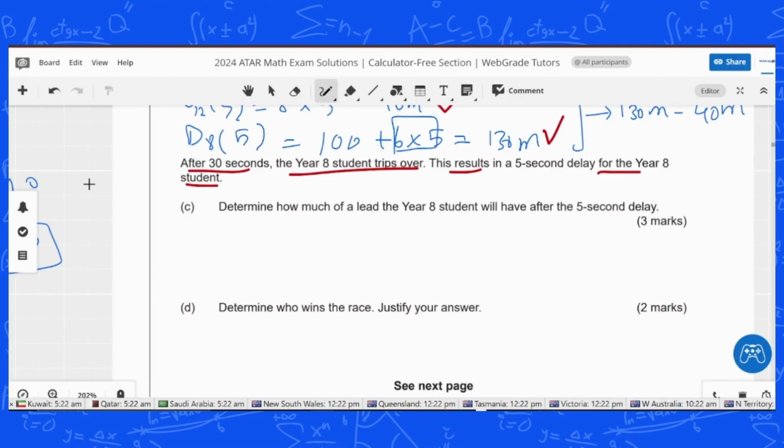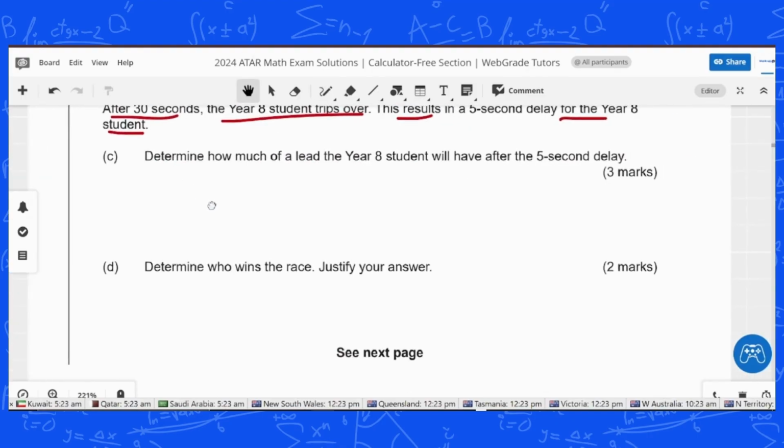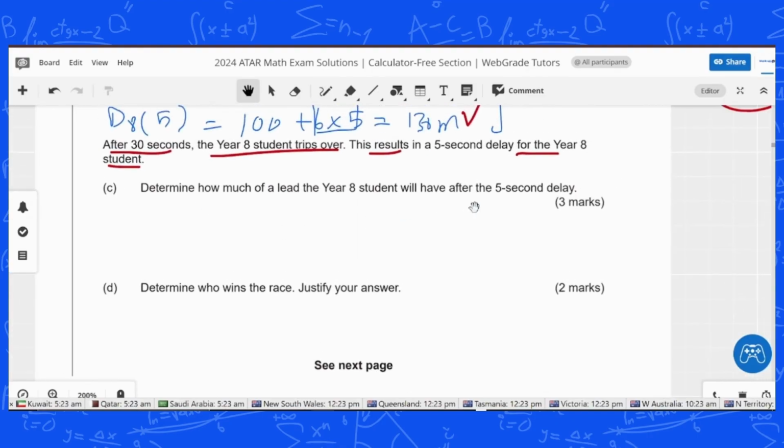That means the year 8 student will stand still for 5 seconds, but the year 12 student keeps running at their usual speed. Now we need to figure out, after the 5 second delay, how much of a lead the year 8 student still has, if any. So basically, look at the statement. They are asking to determine how much of a lead the year 8 student will have after the 5 second delay.